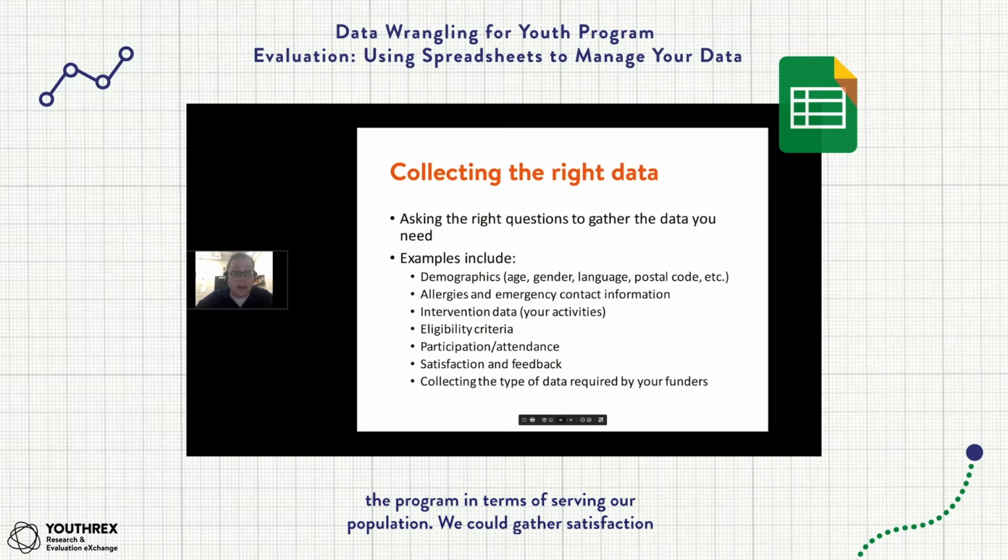We could gather satisfaction and feedback. We could use a Likert scale to ask people, and what we often do is we say on a scale of 1 to 5, did you have a good time? Did you learn anything? Are you going to come back? Are you going to tell your friends? And then we take those numbers. So you said 5, 5, 5. We put them into the computer. We ask a bunch more people.